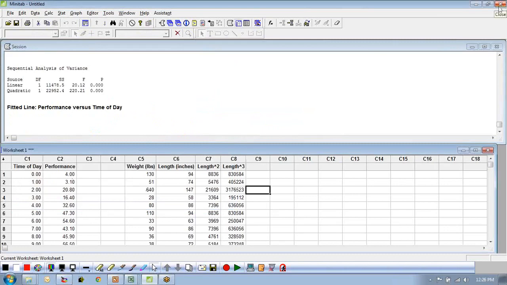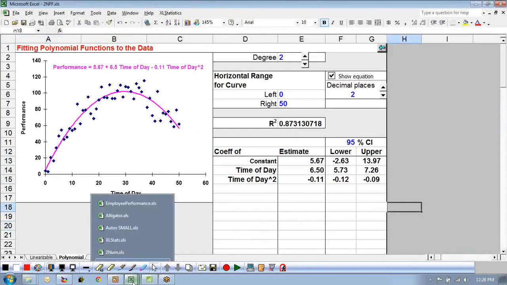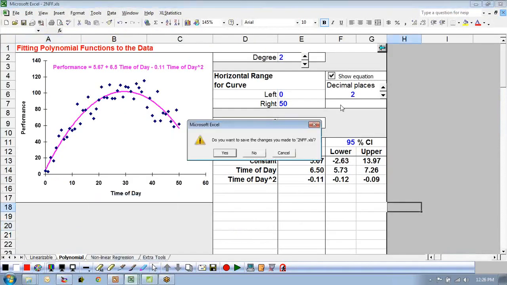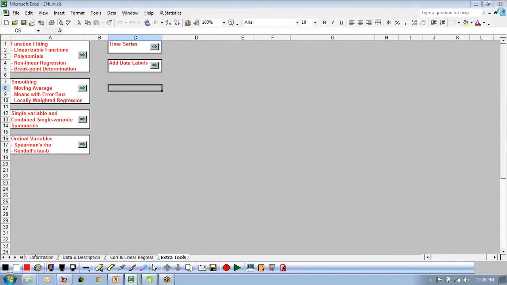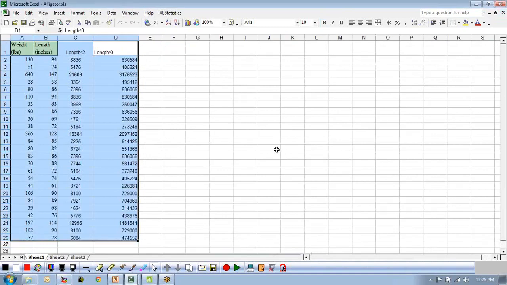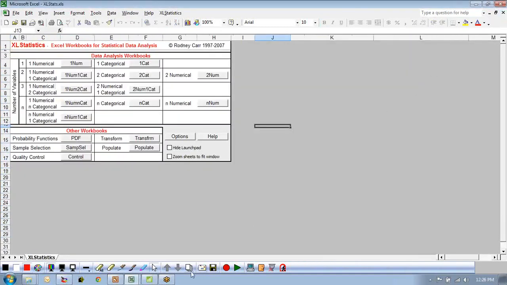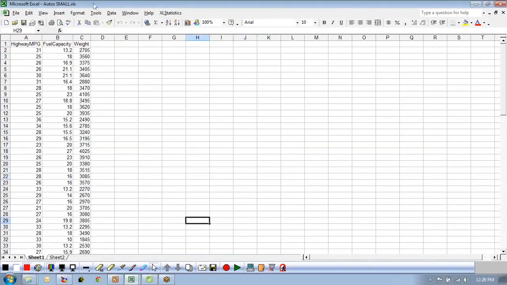All right, I have one more to do here. And the last one I wanted to do was an example of what happens if we have a regression and we want to add in other variables. So let's take a look at that.